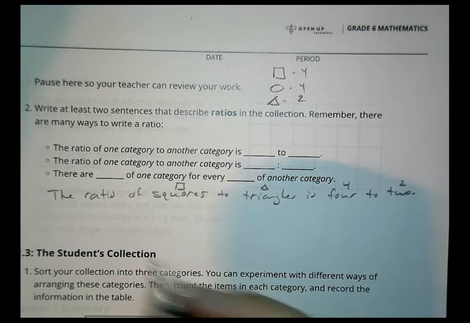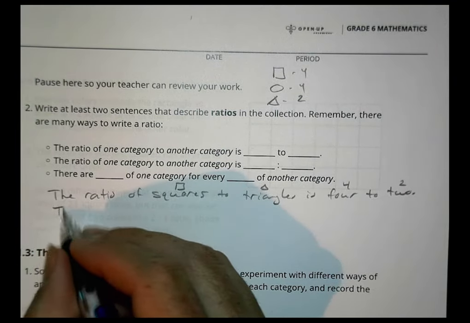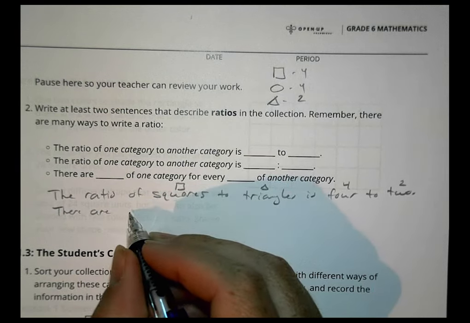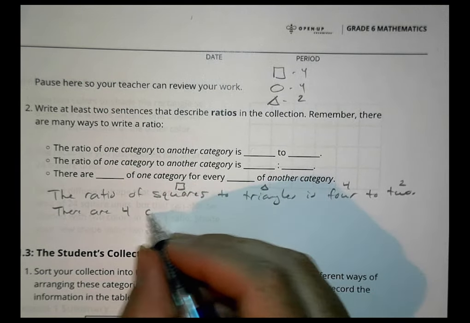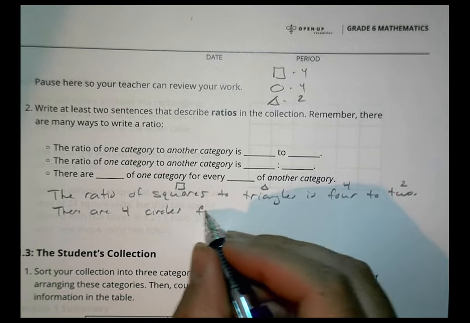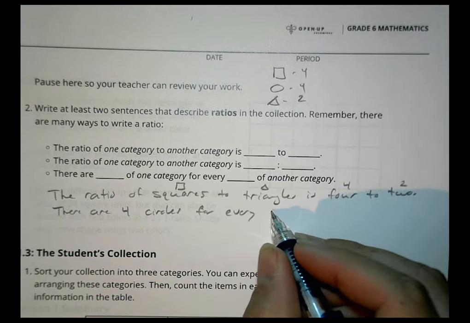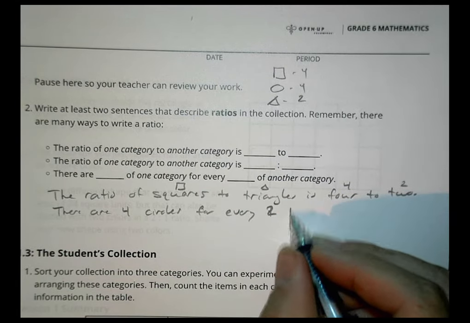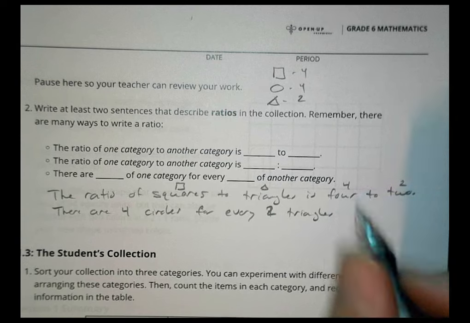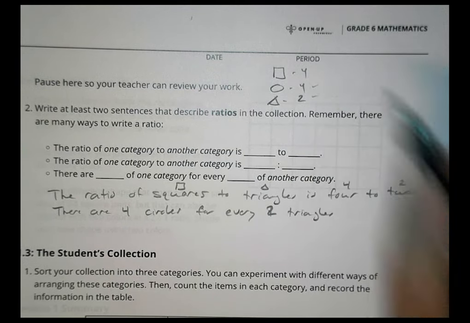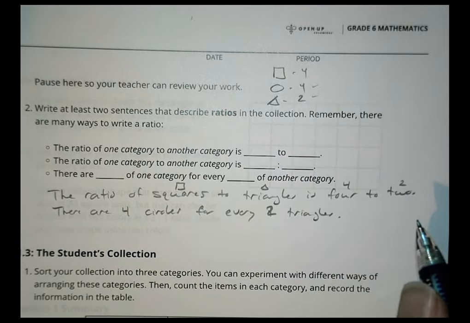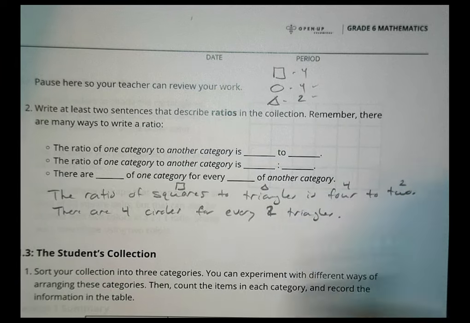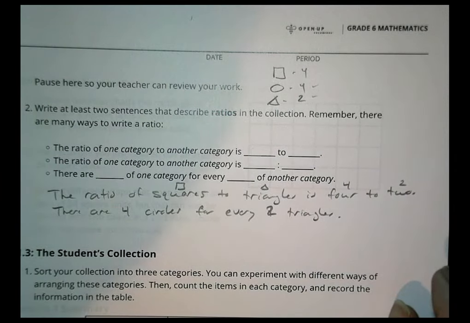Another thing I could say is there are 4 circles for every 2 triangles. Right? Every time I have 4 circles, I have 2 triangles. And that's a true statement there. So there are different ways I can write these ratios out. And there's just a couple samples there. You could think of some other ones there if you like as well.